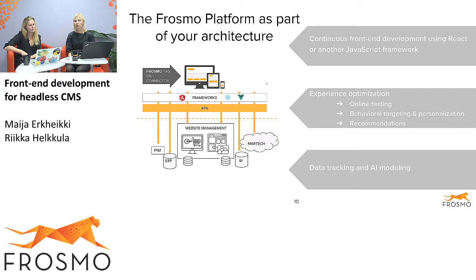And the last part, which also often comes as a surprise, is the data tracking and AI modeling. If you go with this headless setup, you might not have your old data tracking functionalities available. The other thing is that when all the customer interaction is at the front end, there is so much data you can track. And with Frosmo, we can track anything that's happening on the front end. That's a really good starting point for improving your digital experiences. Then when you get the data, you can actually build your AI models and then through Frosmo inject the predictions to the site. So that's Frosmo in a nutshell.